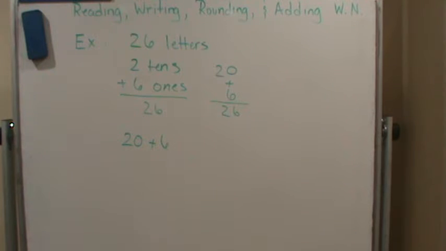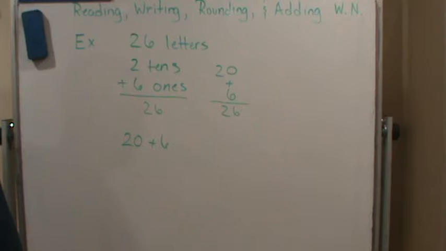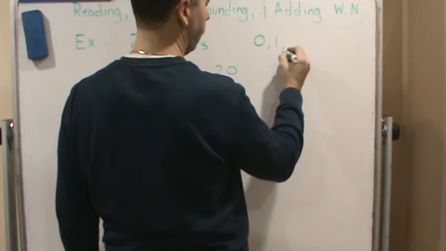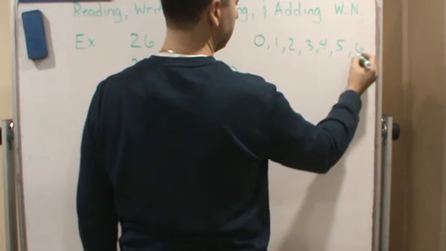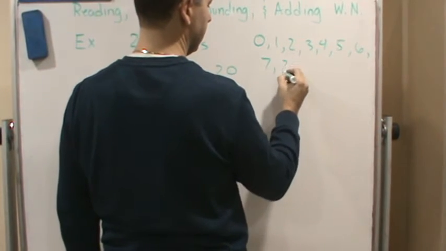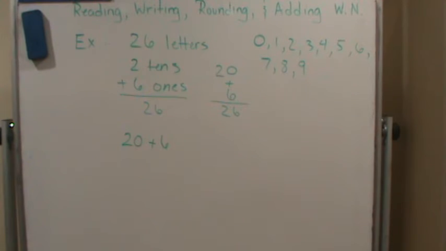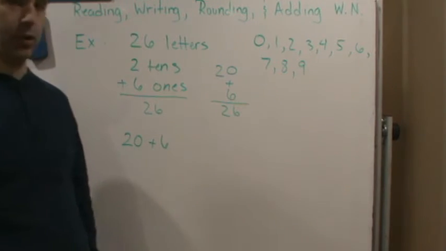Now our numerals in our system only consist of 10 digits. So our numeral system consists of the digits 0, 1, 2, 3, 4, 5, 6, 7, 8, and 9. And these 10 basic numerals are called digits of the number. So the digits 2 and 6 are used to create the number 26.